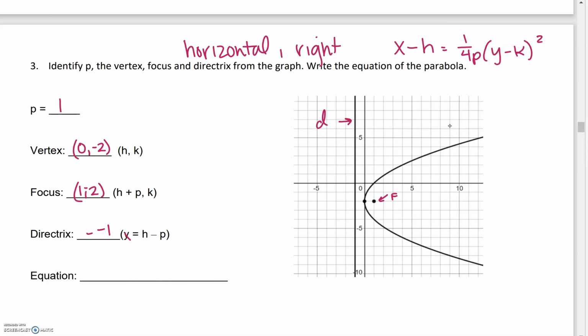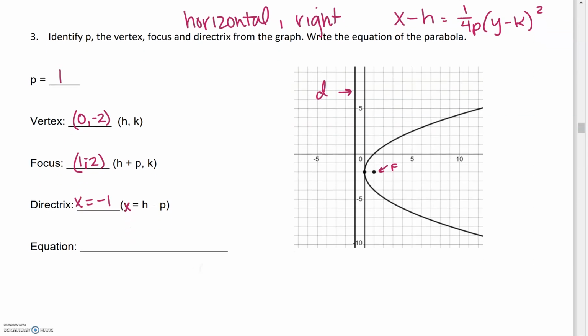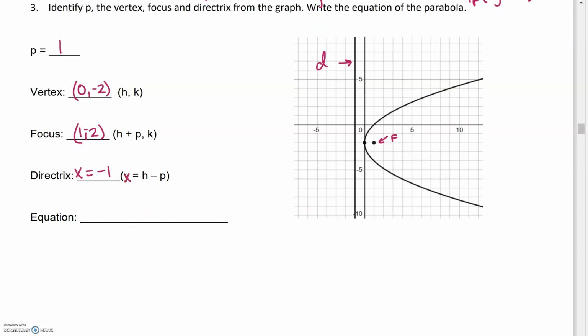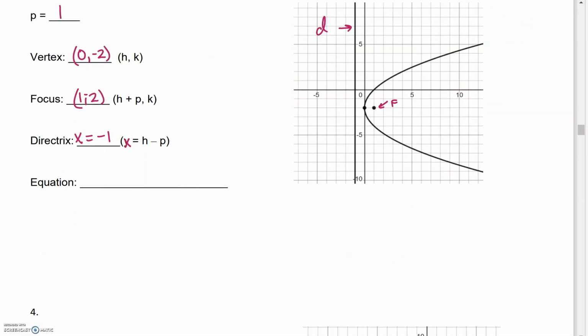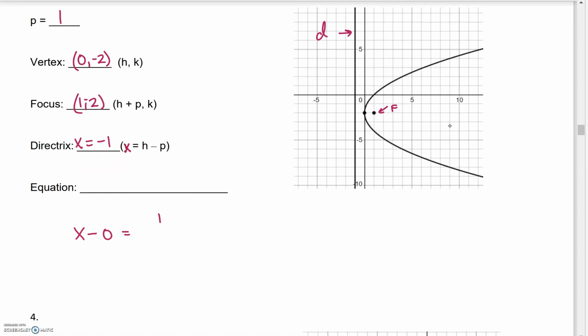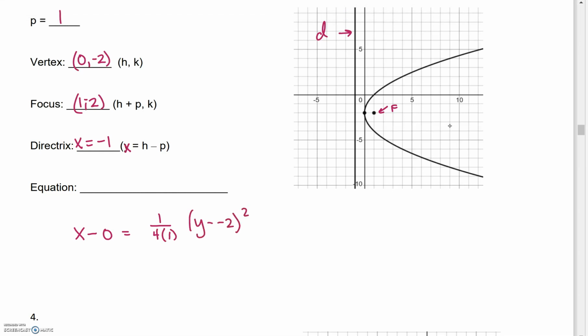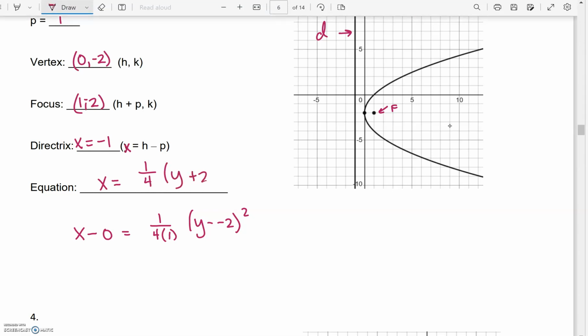Goodness. Helps when those are copied right, so you don't mess up. Because it's going through the X-axis there at -1. So it's an X. And we have our form. So X minus, and then we're going to put our H in there of 0, equals 1 over 4 times P, which is 1, and then a Y minus our K, which is -2, and then squared. So it looks like we wind up with an X equals 1 over 4, y plus 2 squared.